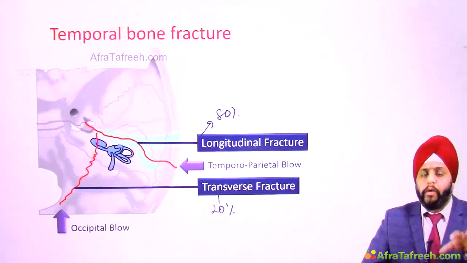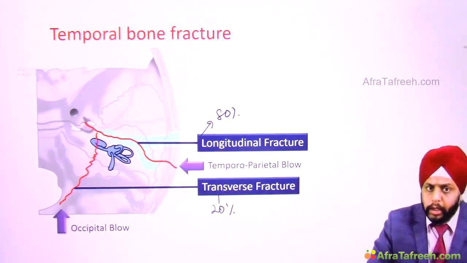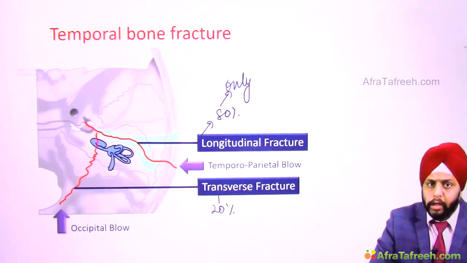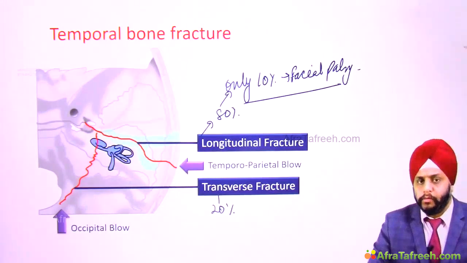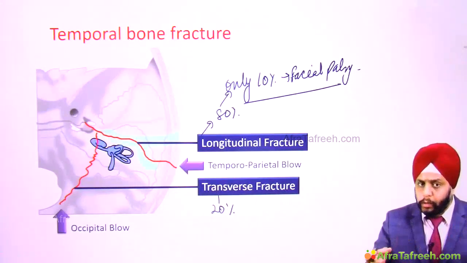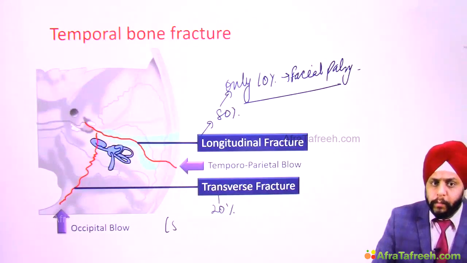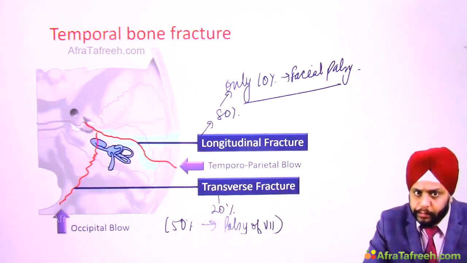Right. Now, longitudinal fractures 80%, but only 10% of them have facial palsy. Okay. So, that means usually they do not involve the facial nerve. So, only 10% have facial palsy. Transverse fracture only 20%, but 50% of these transverse fractures will have the palsy of the seventh nerve. It will damage the seventh nerve.